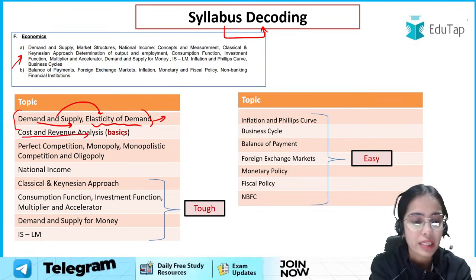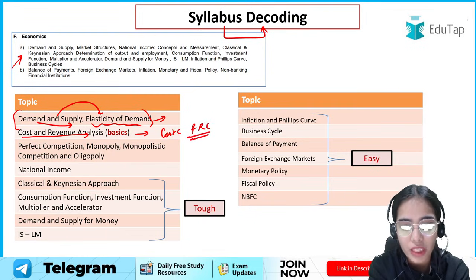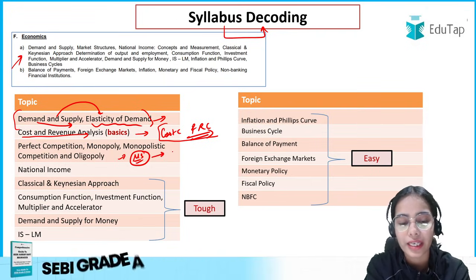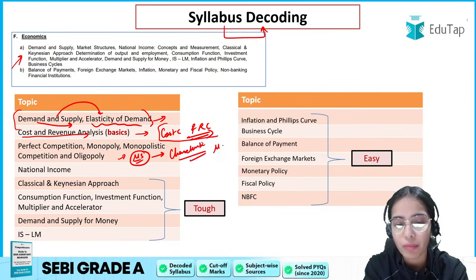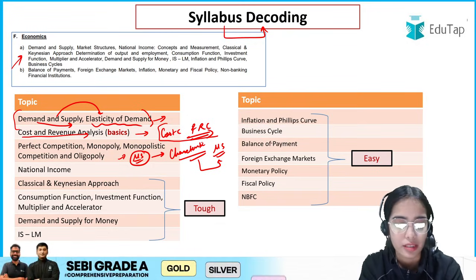Then cost and revenue analysis, as I've told you, you need to know about the cost curves and revenue curves. If you understand the cost curves and revenue curves, the market structure chapter becomes easier for you, okay? Again, in the market structure, you just need to have clarity about the characteristics of the different market structures. If you know the characteristics, mostly the questions come from these characteristics, okay?